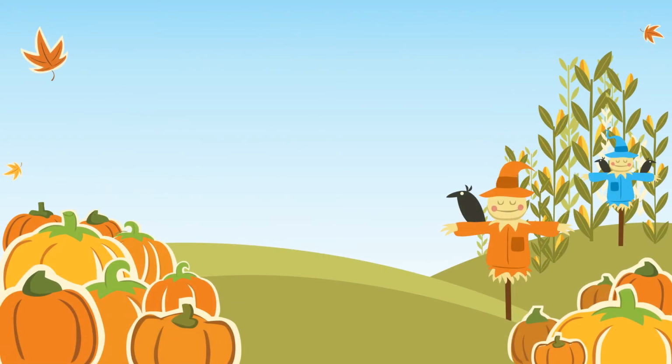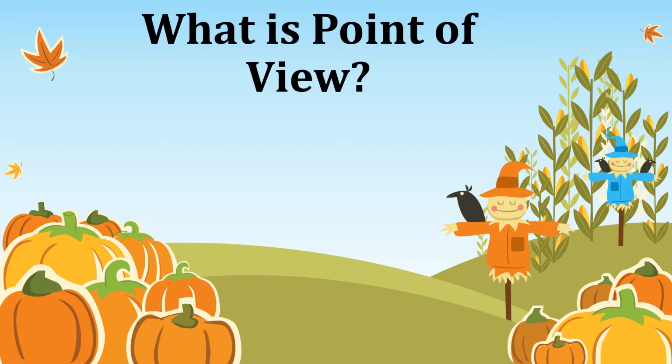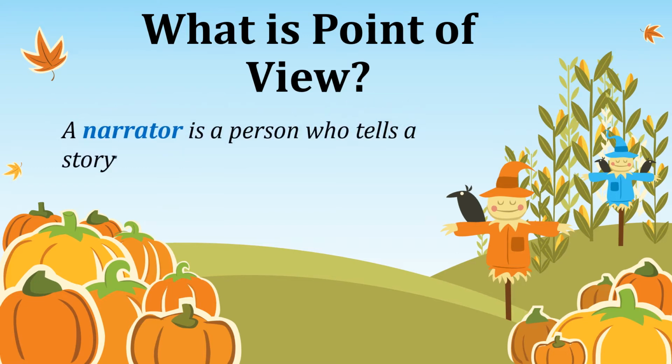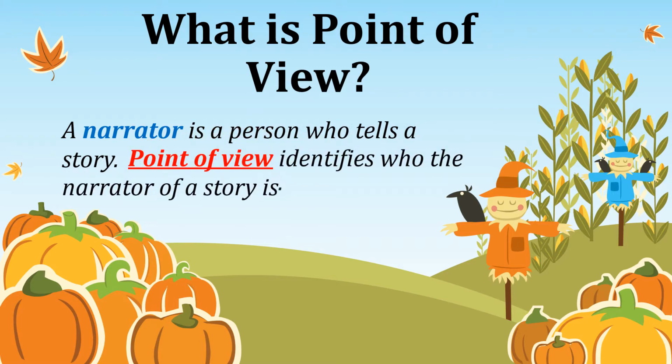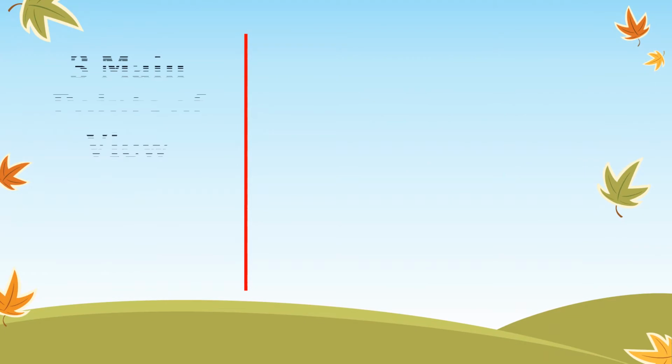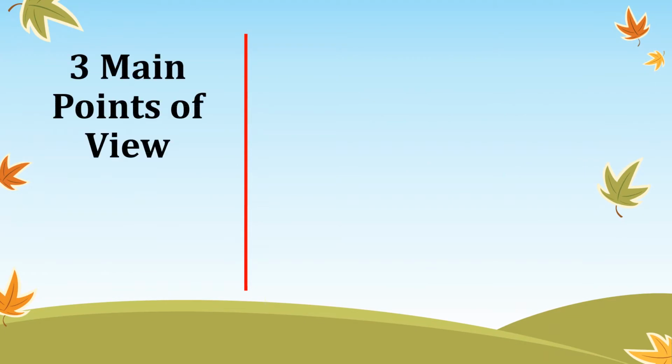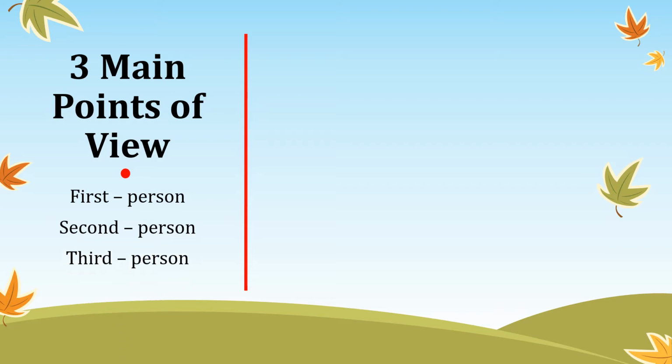You may be wondering, what is point of view? Do you remember that a narrator is a person who tells a story? Well, point of view identifies who the narrator of a story is. There are 3 main points of view: first person, second person, and third person.